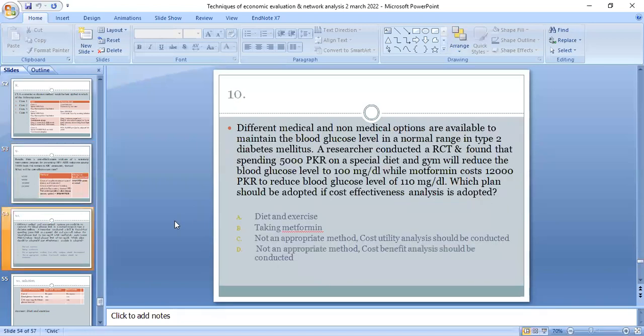Tenth MCQ. Different medical and non-medical options are available to maintain the blood glucose level in a normal range in type 2 diabetes mellitus. A researcher conducted a randomized controlled trial and found that spending 5,000 Pakistani rupees on a special diet and gym will reduce the blood glucose level to 100 mg per deciliter, while metformin costs 12,000 Pakistani rupees to reduce blood glucose level to 110 mg per deciliter. Which plan should be adopted if cost-effectiveness analysis is adopted? Diet and exercise, taking metformin, or C option is not an appropriate method, cost utility analysis should be conducted. D option is not an appropriate method, cost benefit analysis should be adopted. Which is the correct option?